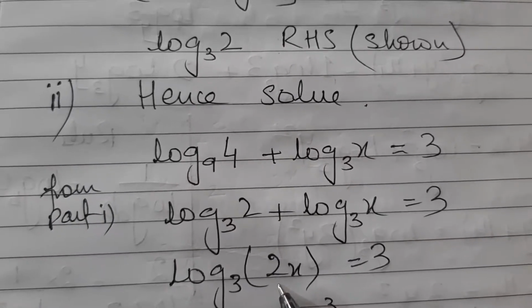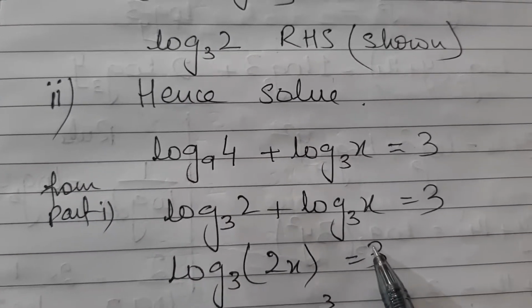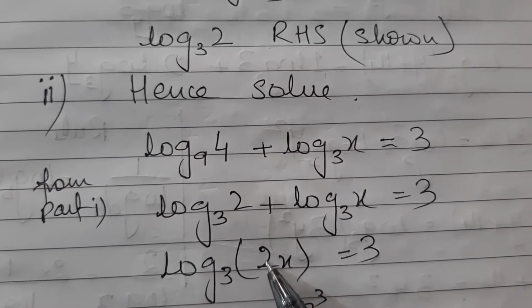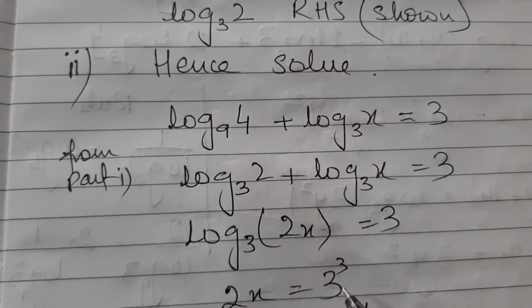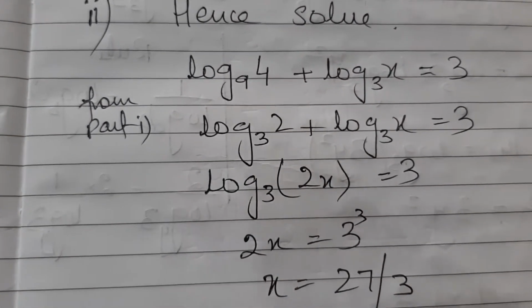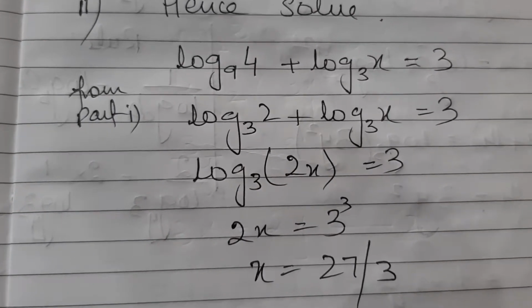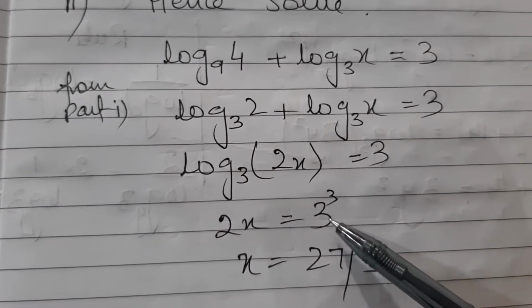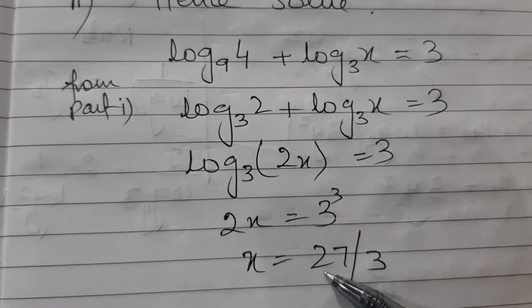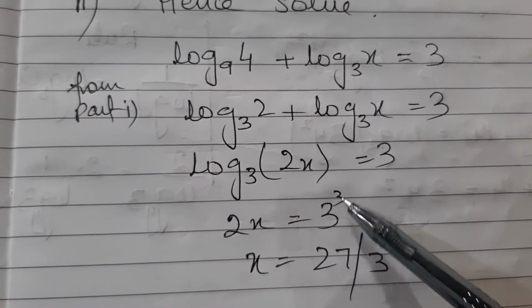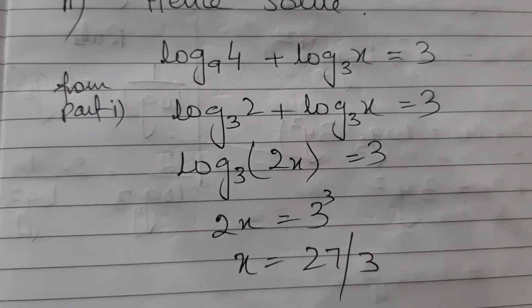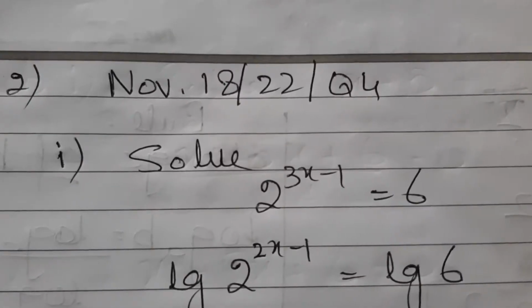right? And after that I will change this log form into index form. So it will become 2 times x is equal to 3 power 3. And then simple algebra, I get the value of x, which is 27. A common mistake is that students take it as 3 3s are 9. It's 3 power 3. So please be very careful while you are solving equations.